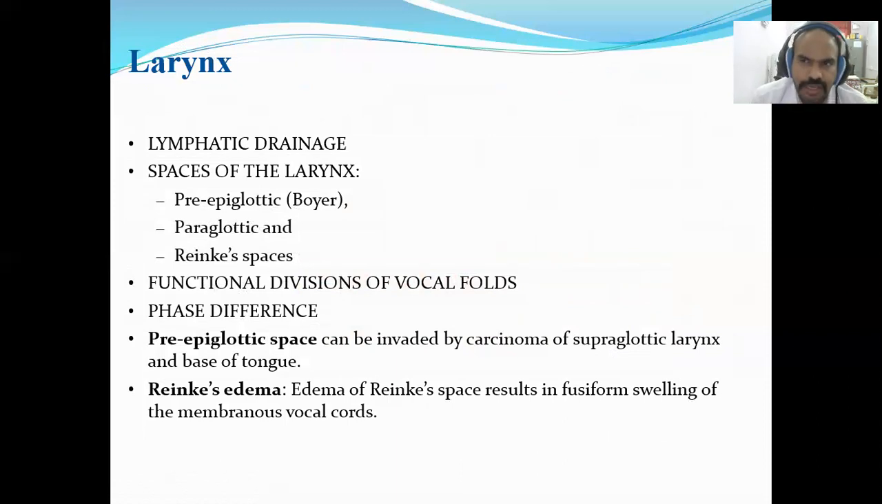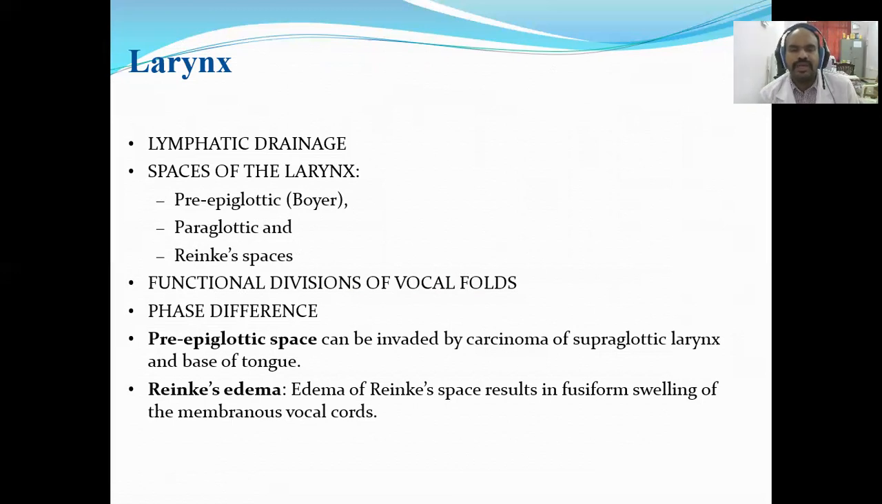Lymphatic drainage: most of the lymphatics drain into the level 1, 2, 3, 4 group of lymph nodes. Then spaces of the larynx: we have the pre-epiglottic space of Boyer, the paraglottic space as well as the Reinke space. The functional divisions of the vocal folds are separate, which we'll be seeing in subsequent classes. Then we also have a phase difference between the amount of voice generation and the amount of voice which is perceived by the individual.